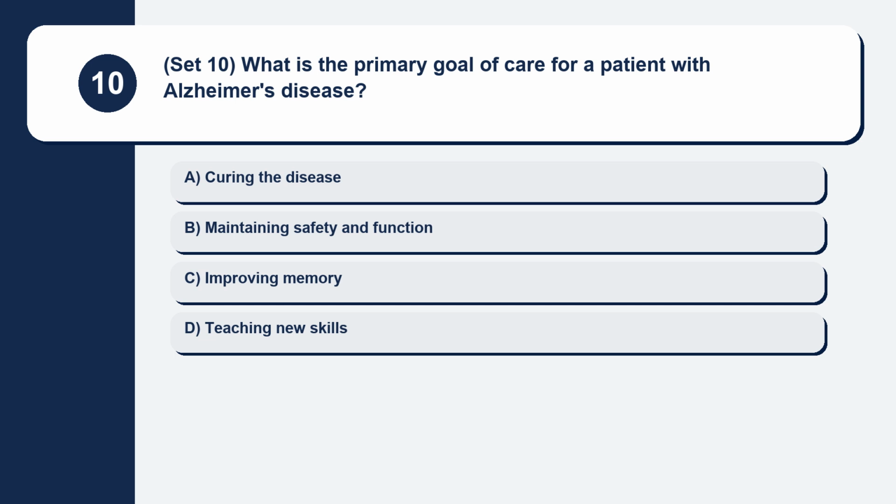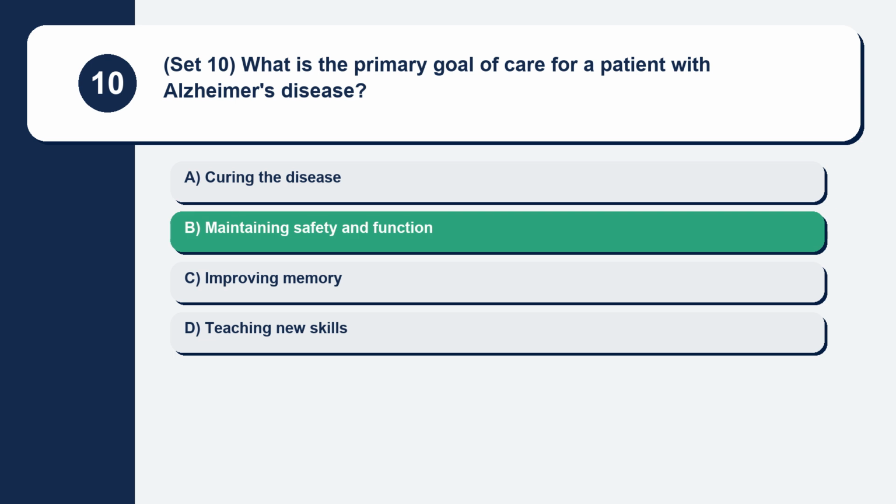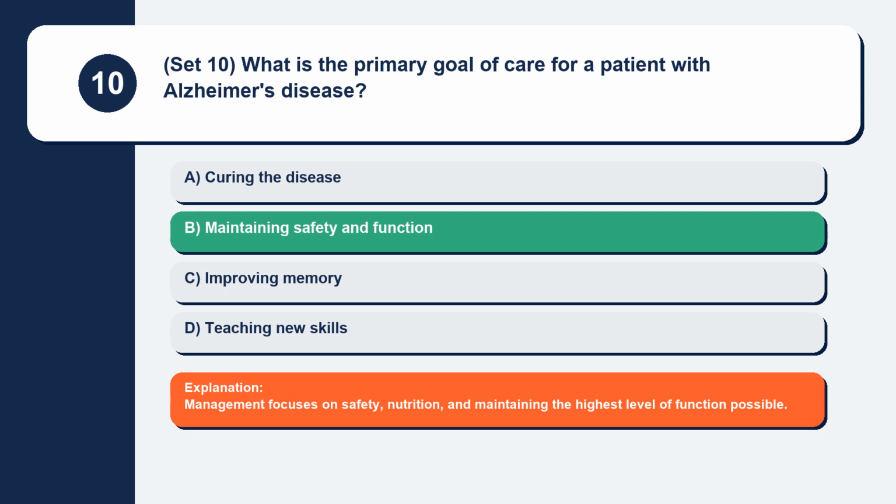Question 10. Set 10. What is the primary goal of care for a patient with Alzheimer's disease? Curing the disease, maintaining safety and function, improving memory, teaching new skills. Management focuses on safety, nutrition, and maintaining the highest level of function possible.